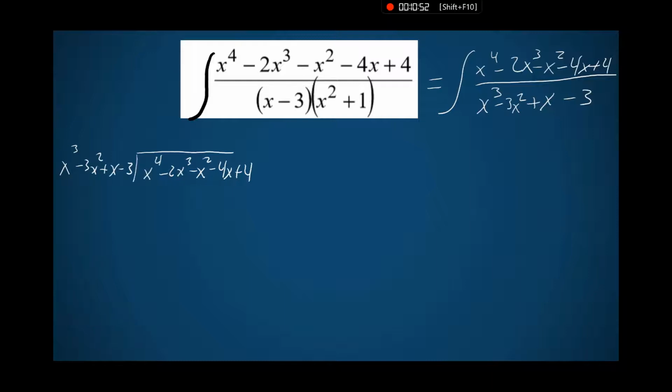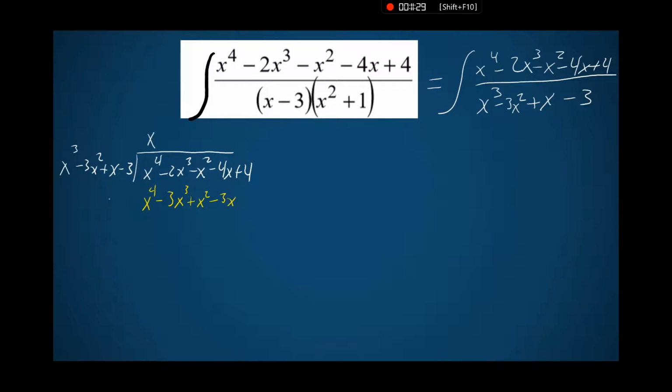Okay, how many times does x cubed go into x to the fourth power? One, so no, I mean x. Okay, so when I multiply x times all of the denominator, what do I get? x to the fourth power minus 3x cubed plus x squared minus 3x.